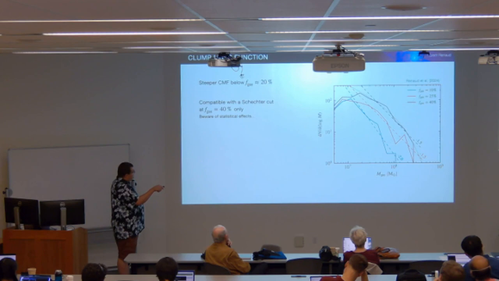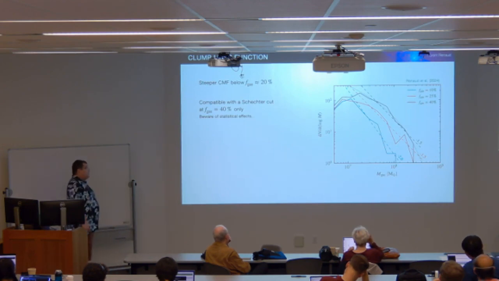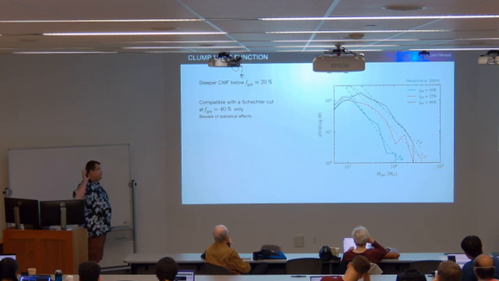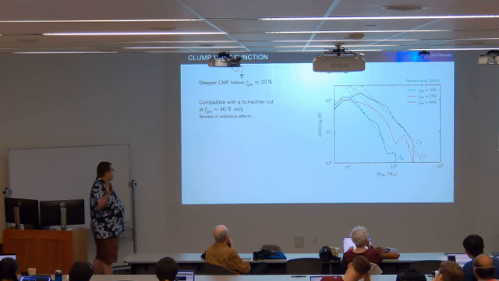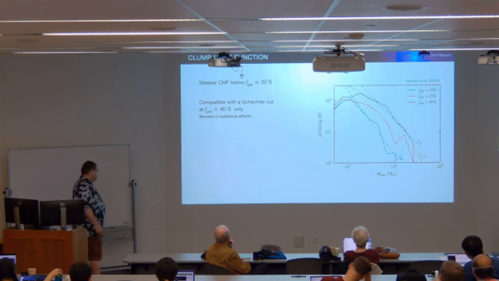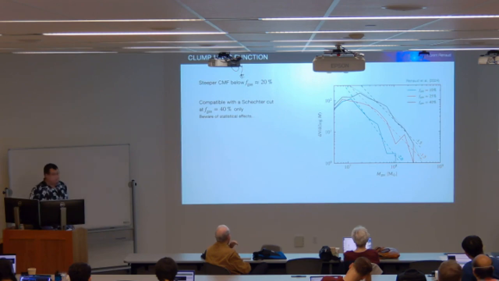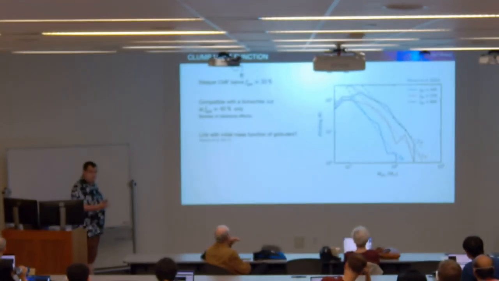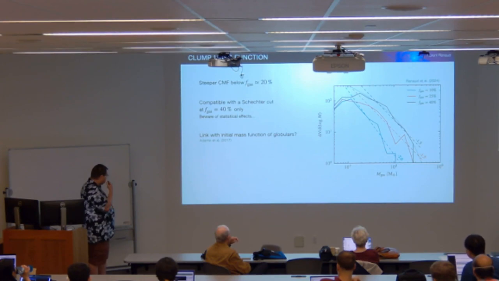Then I went ahead and fitted, as you see the dotted line, a Schechter function for Paulo multiplied by a declining exponential. I only found a good fit for 40% gas fraction, but I will not say anything more about that because we could have statistical effects. We are not sure we are properly sampling the high mass end. It's a very interesting problem that we face in this case and also in observations of the cluster mass function, the stellar cluster mass function for globular clusters.